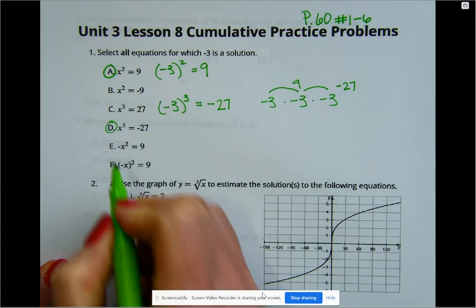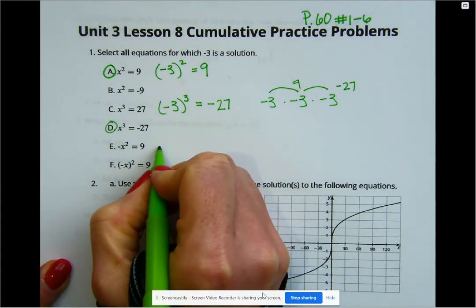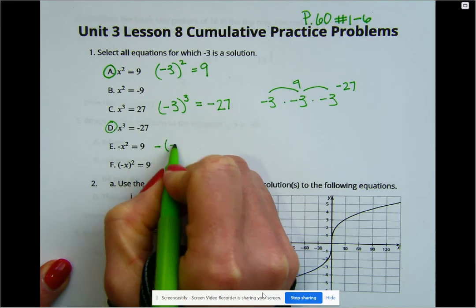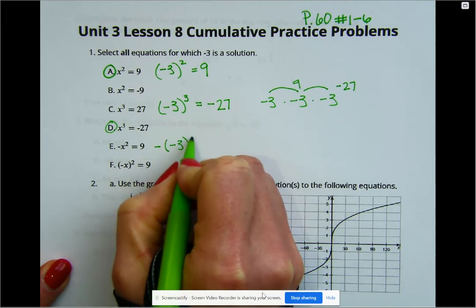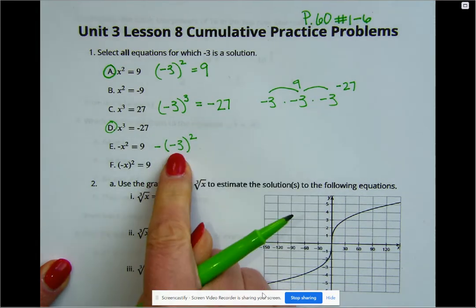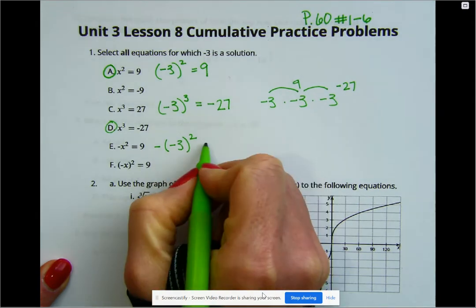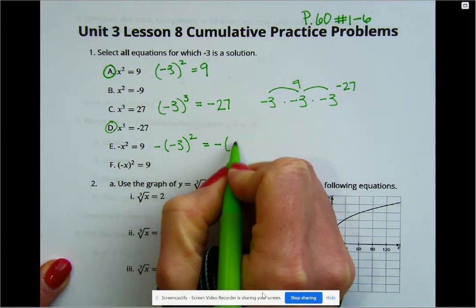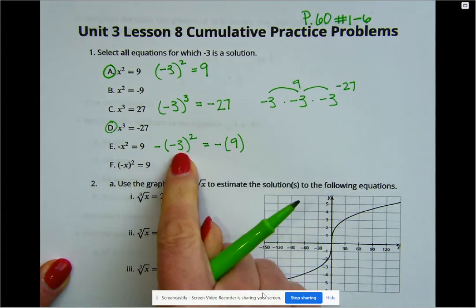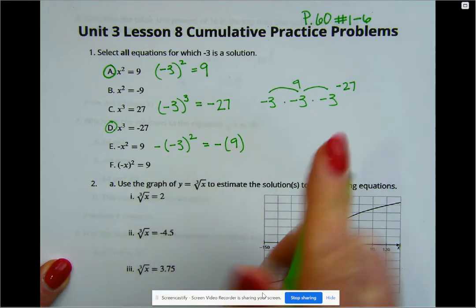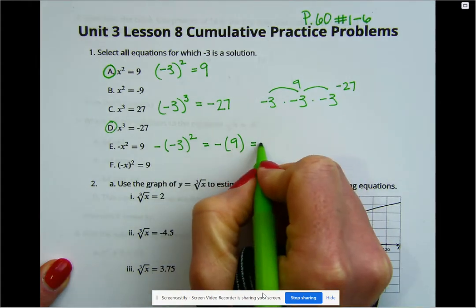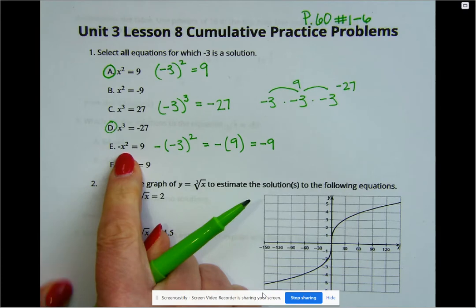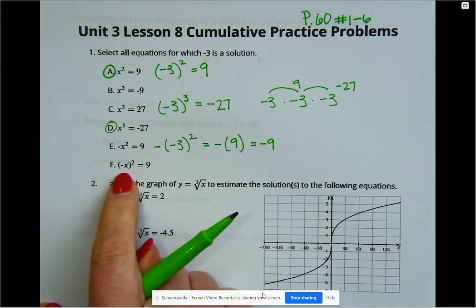And then -x squared. So -3 squared. Okay, so -3 squared is equal to +9. So this would be from that negative in front, and then -3 times -3 is +9. So altogether, this is -9. So no for E.